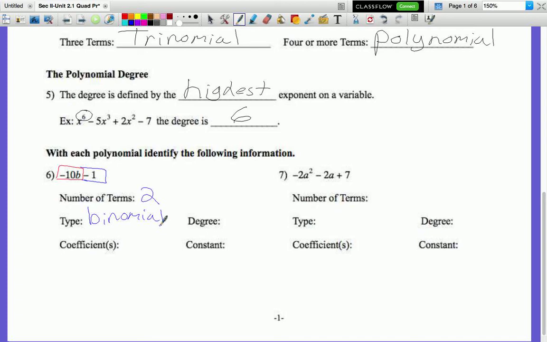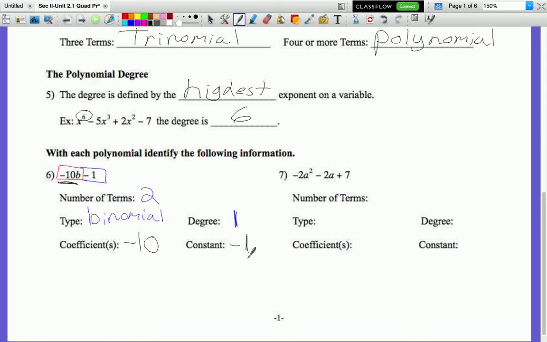Next, we look at the degree. What is the highest exponent of the problem? In this case, you would see that the highest exponent doesn't exist, but it does have a power of 1. So our degree is 1. Our coefficients, any numbers in front of the variables. In this case, we have one number in front of the variable, right here, and it is negative 10. We have to take the operation with it. Our constant is what's in blue, so our constant is negative 1.